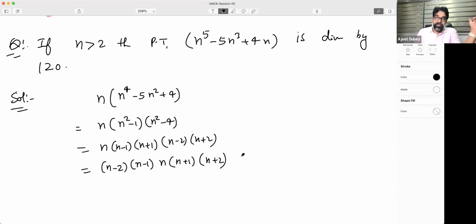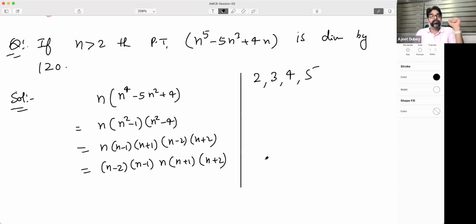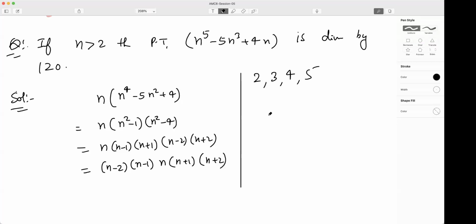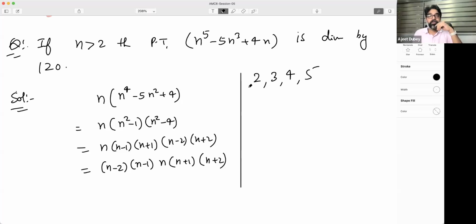It's 5 consecutive integers. So 100% this will be divisible by 2, 3, 4 and 5. 5 factorial is 120. That means the product of this will be divisible by the product of this also. That is the 120. I'm not using the factorial term.